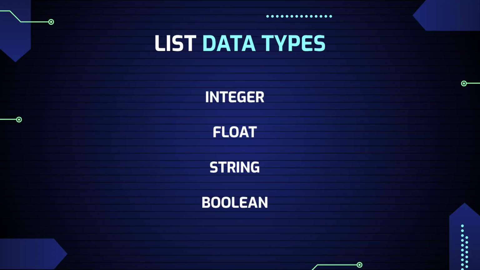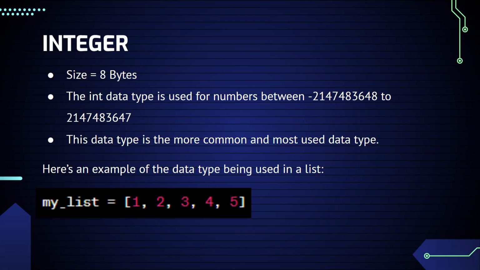So there are many different data types that are used in lists. Some of them are integers, floats, strings, and booleans. Some basic information about an integer: the size of an integer is 8 bytes, and an integer encompasses a wide variety of numbers. The integer is the most commonly used data type in Python.